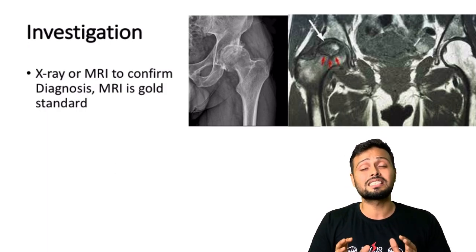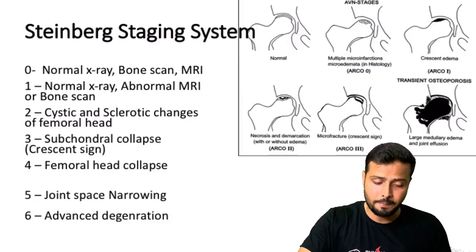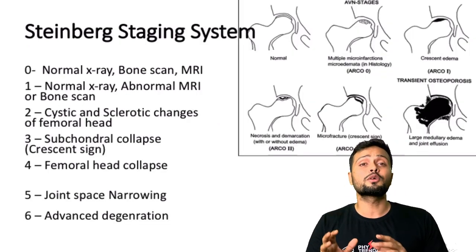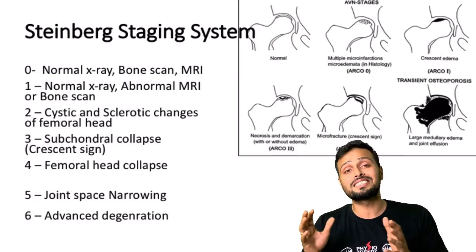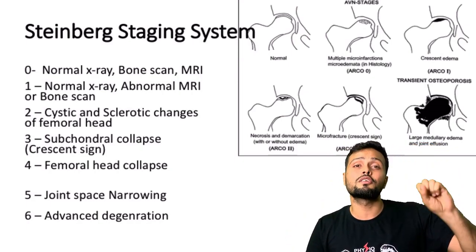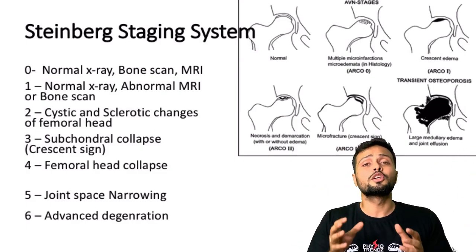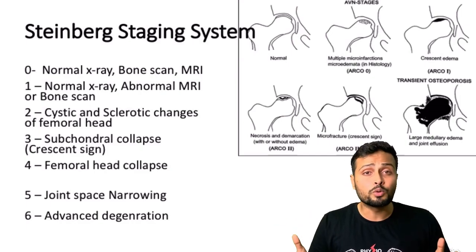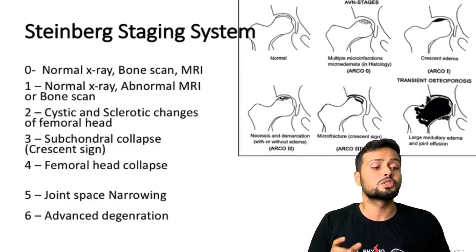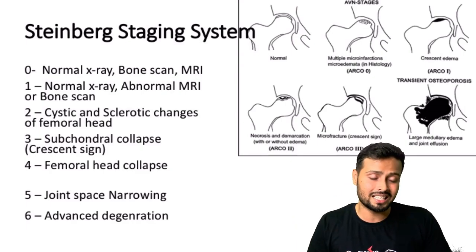But MRI is considered the gold standard tool for diagnosing this condition. And that is the reason we are going to see the Steinberg staging system, which basically gives the stage of the condition on the basis of X-ray and MRI investigation. So stage 0 is nothing but normal X-ray, MRI as well as bone scan. Stage 1 is normal X-ray but abnormal MRI or abnormal bone scan.